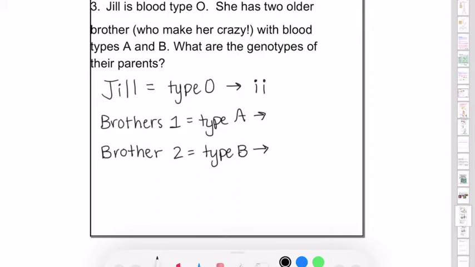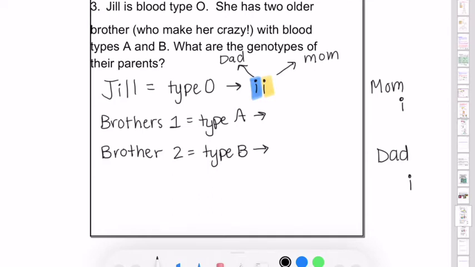Jill is little i little i, and what we know about this is that one of these i's comes from your mom and one comes from your dad. So if we were to see this branch, let's just say mom and dad. As far as Jill, her mom gave her a little i and her dad gave her a little i. So we know that they each have a little i because they each gave one to Jill.